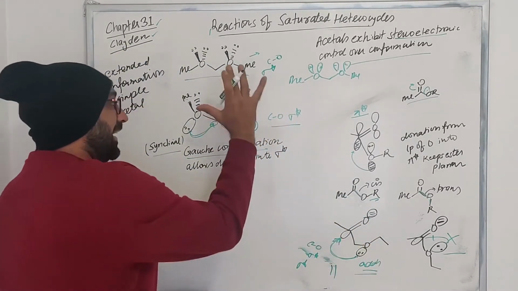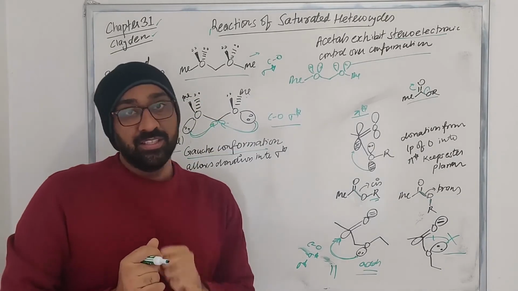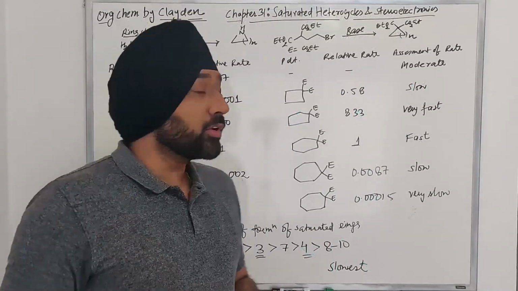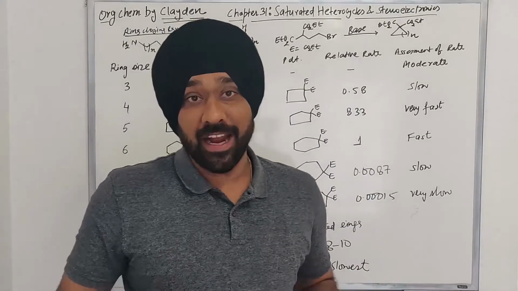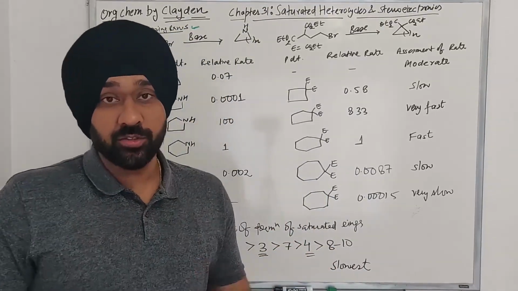So that is what is happening, and here it is a gauche conformation which brings the extra stability. Okay, so these are the things that you should know. Now we are going to talk about the ring closing reactions for the synthesis of various heterocyclics, that is, how easy or how difficult it is to form the ring.